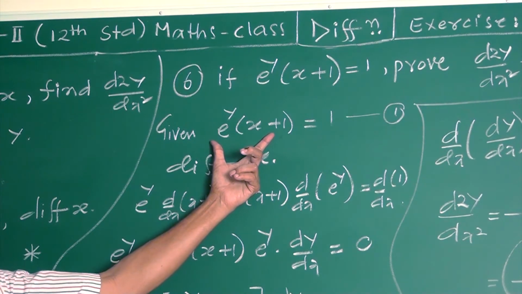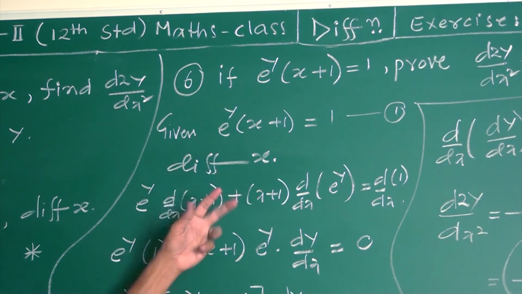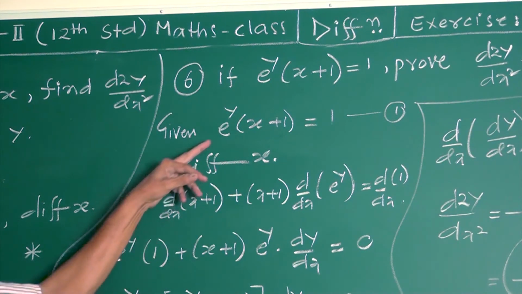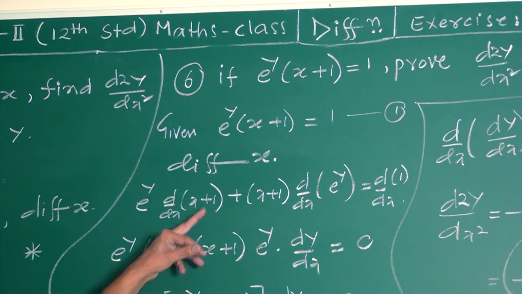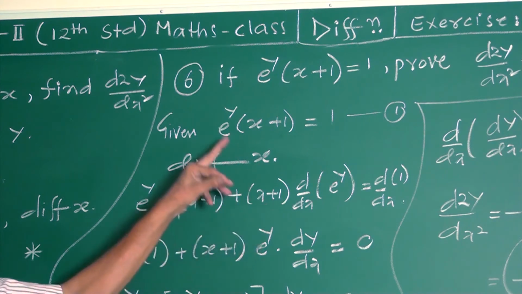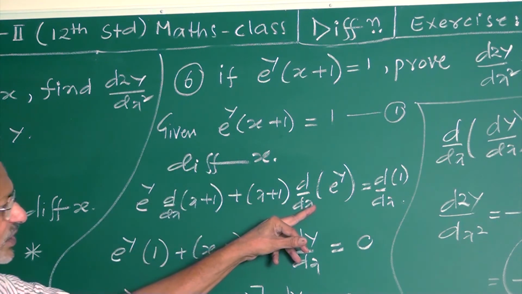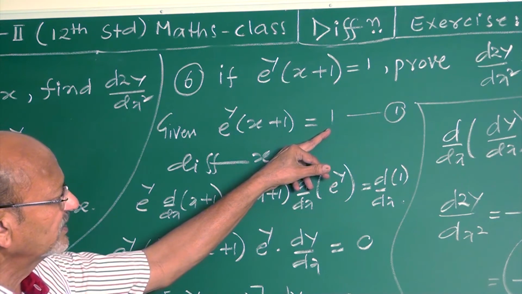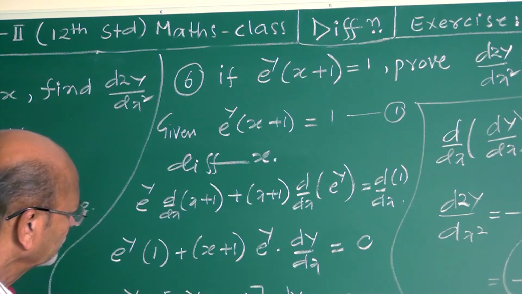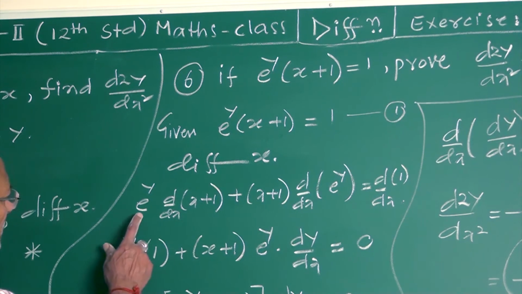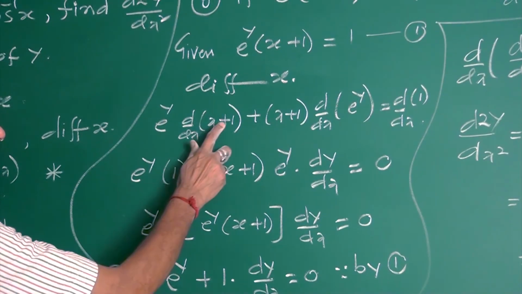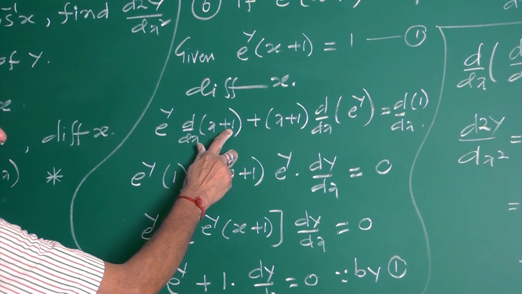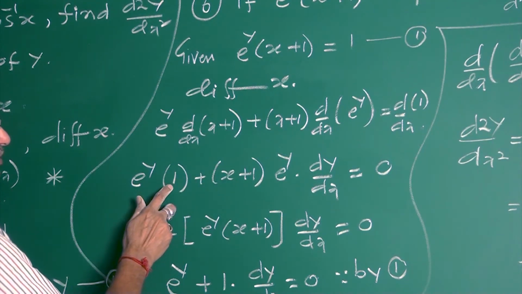It is a product of two functions, u and v. Use the product formula: first function as it is into derivative of second function, plus second function as it is into derivative of first function, equal to derivative of the RHS, 1, with respect to x. Write their derivatives. It is e to the power y into derivative of x plus 1, which is 1 plus 0, since 1 is a constant. 1 plus 0 is 1.